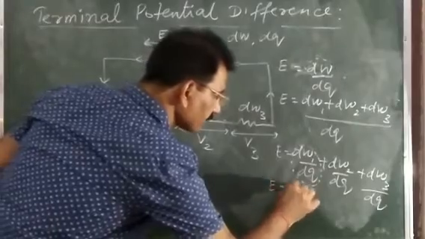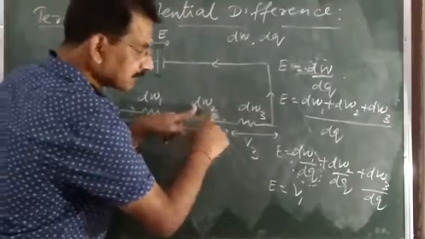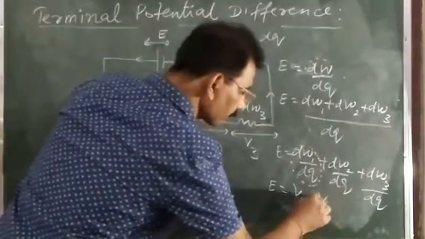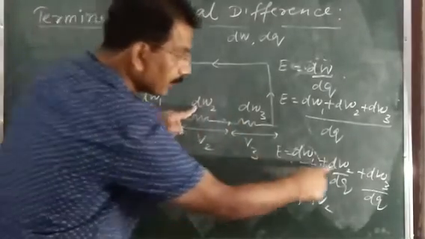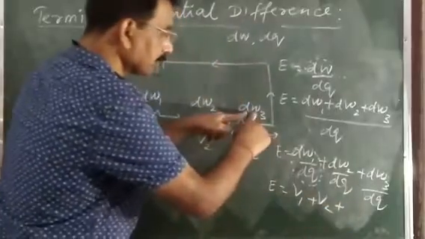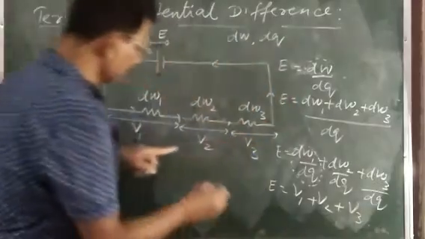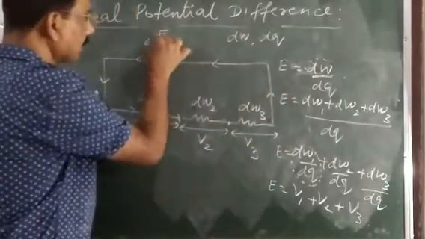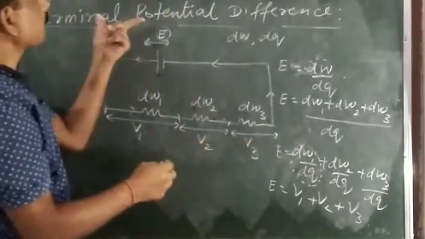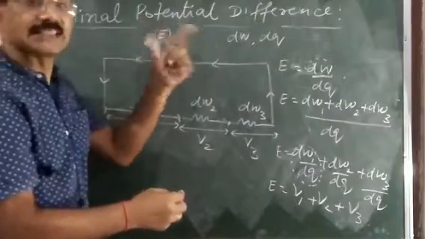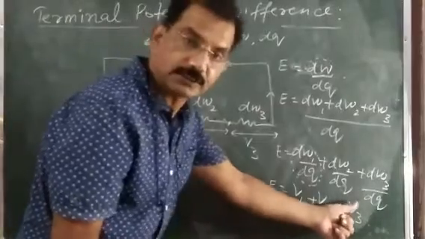So we can write E is equal to V1, which is the ratio dW1 upon dq, plus V2, the potential difference across this resistor, equal to dW2 upon dq, plus V3, equal to dW3 upon dq, the potential difference across the third resistor. It means E is the EMF of the cell, and V1, V2, V3 are the terminal potential differences, or simply the potential differences across these resistors. So E is equal to V1 plus V2 plus V3.